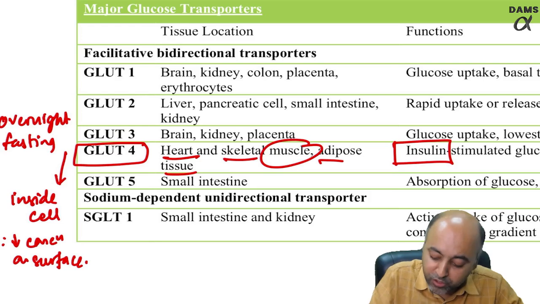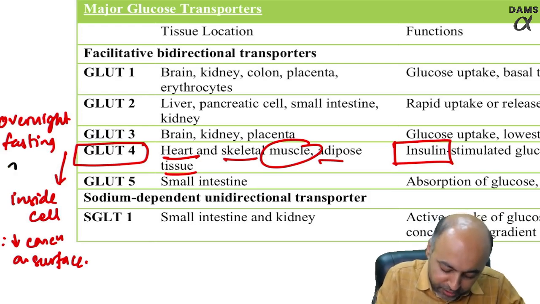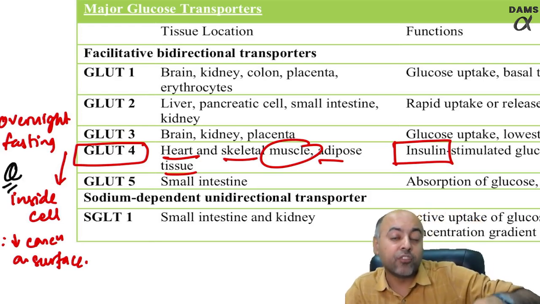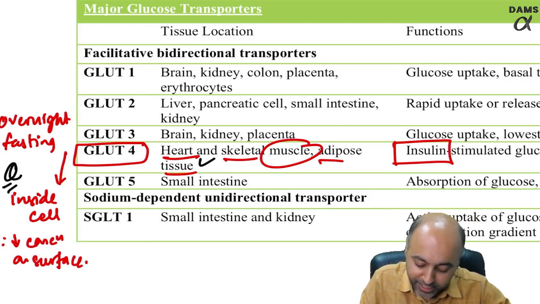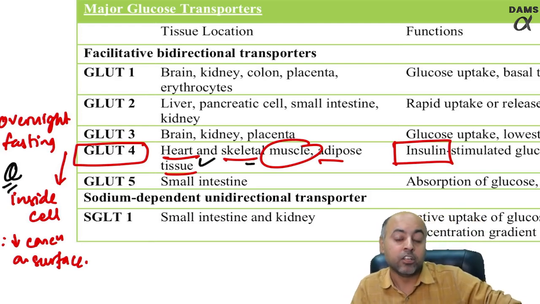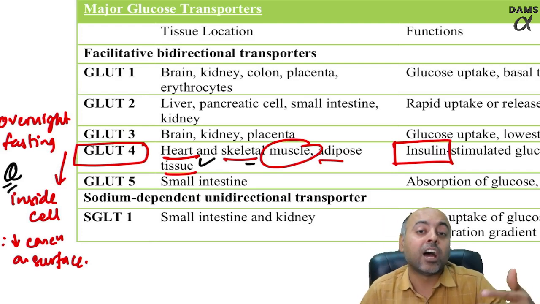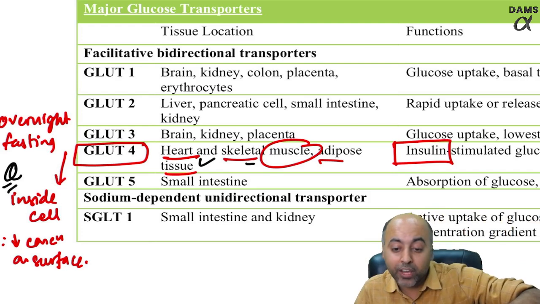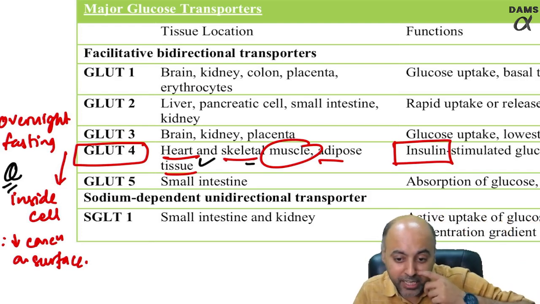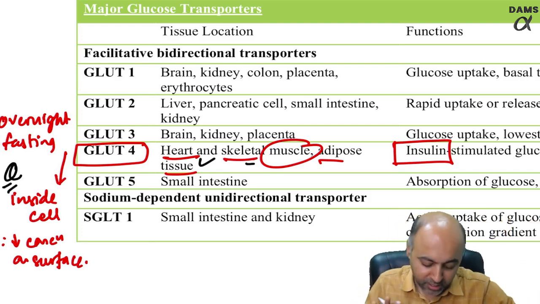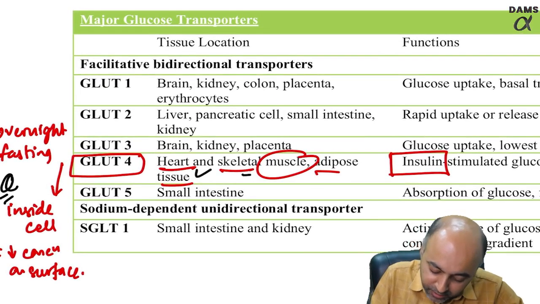So this is second type of question which is asked. You have to remember, after overnight fasting, decreased concentration of the receptors occurs on these three tissues: cardiac muscle, skeletal muscle, and adipocyte. So number one, these receptors are affected by insulin, and number two, after overnight fasting, these receptors will go inside, and therefore the concentration will be decreased.